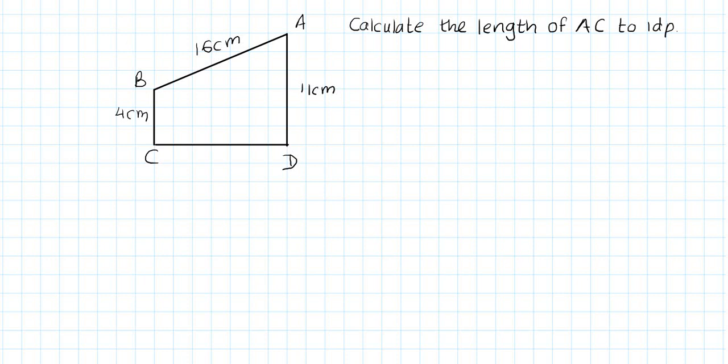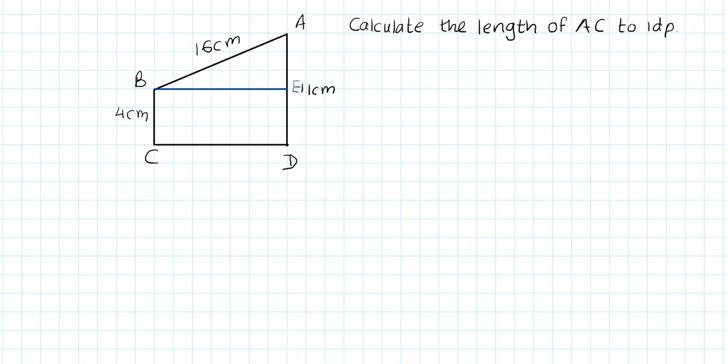Today we're looking at a question on Pythagoras theorem. We've got a trapezium ABCD, and we've got to calculate the length of AC to one decimal place. The first thing we need to do in this question is draw a line across here, and then I'm going to call this point E.